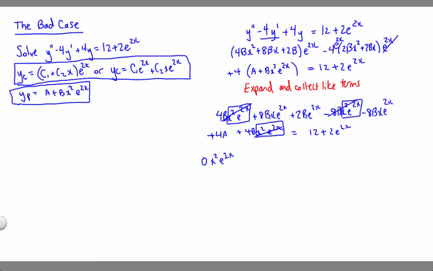Okay, let's move on to the terms that look like x e to the 2x. So there's one of them. And there's another one. So we've got 8b of them minus 8b of them. So overall, 0. We've got 0 x e to the 2x terms. Okay, and we can cross those off. So now 5 terms have been crossed off. There's just 2 left. We've got plus 2b e to the 2x plus 4a, and that's equal to 12 plus 2 e to the 2x.